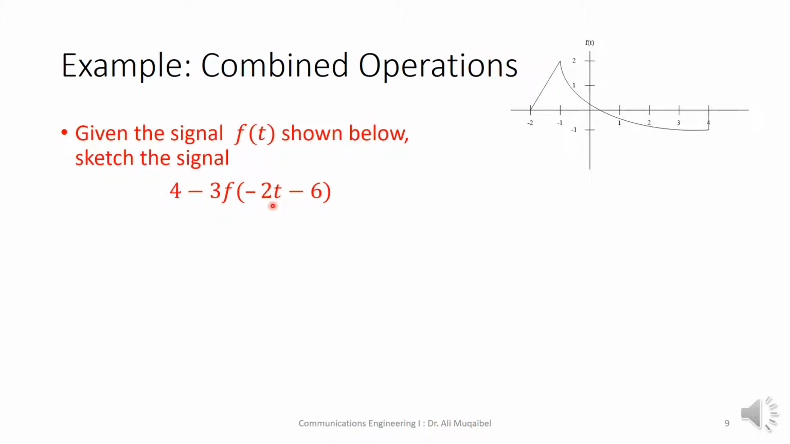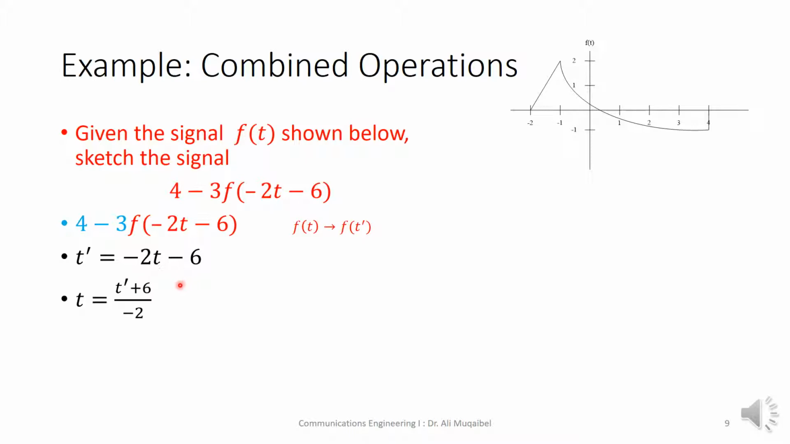But what happens here, because we have combined operations, what should we do first? Should we shift first, or scale, or invert? To avoid this confusion, we're going to do time mapping. So this blue part of the signal, we'll keep it on the side, and we'll focus on the time shifting. The time has changed from t to t prime. So t prime is now equivalent to minus 2t minus 6. If we solve for t, we add 6 here, we divide by minus 2, and we get a new relation.